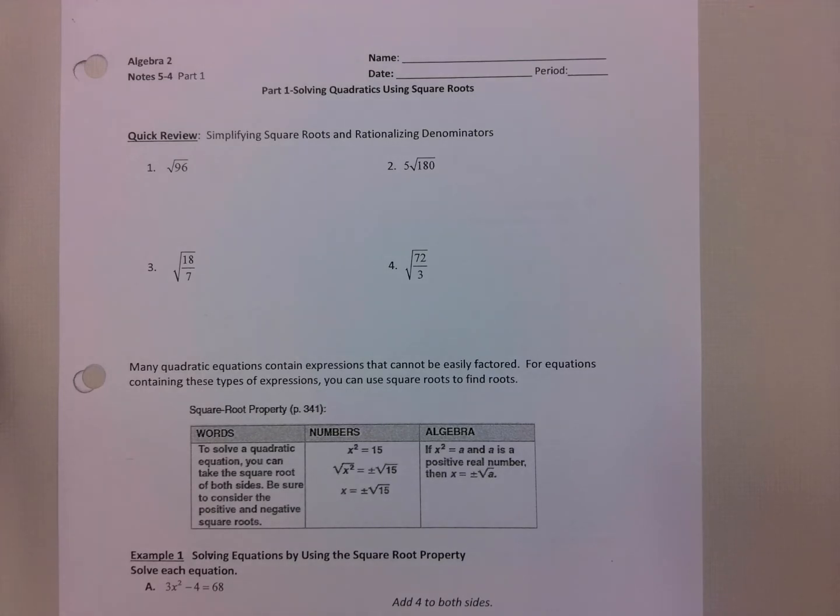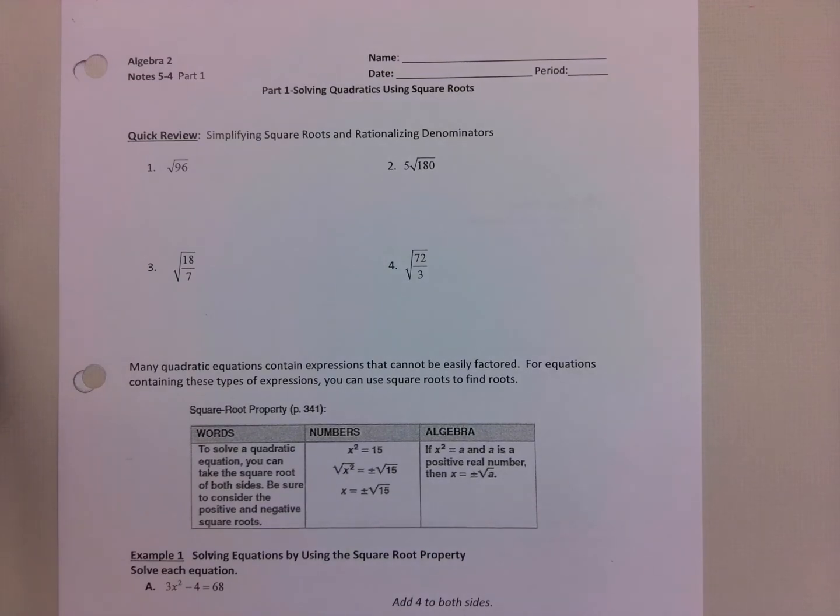It is our textbook section 5.4, and I'm splitting it into two parts. The first part is going to focus on solving quadratics using square roots. So we have already solved quadratics by graphing. We've already solved quadratics by factoring. And this is our third way of solving quadratics, using square roots. Now we can only do that with some problems, but we want to use it when we can.